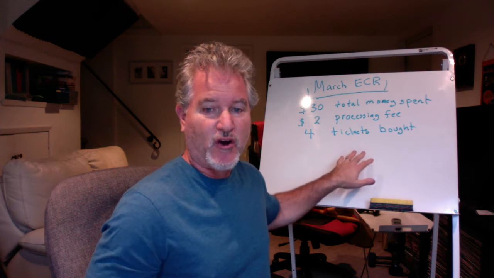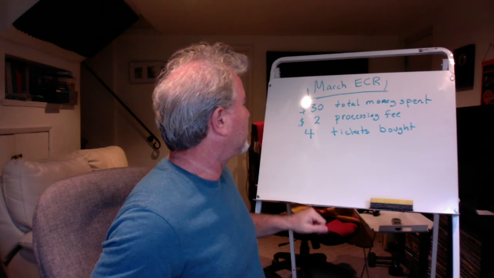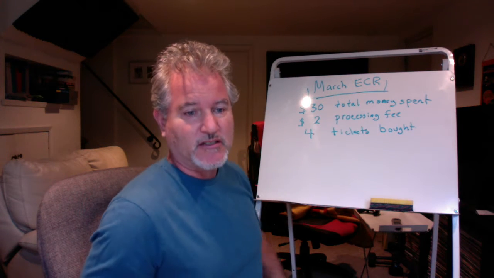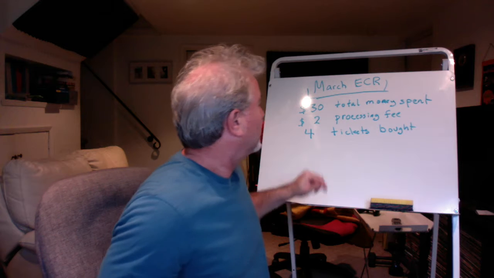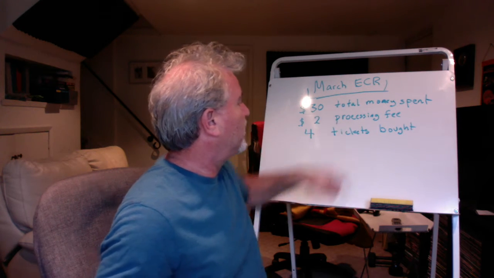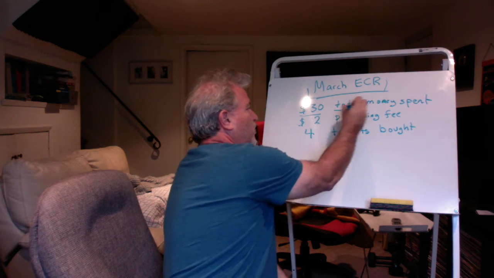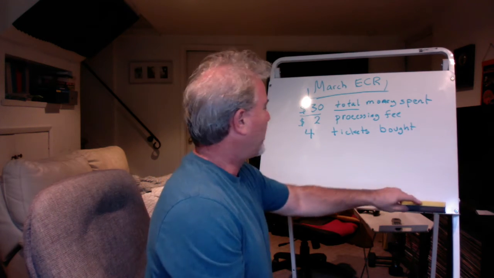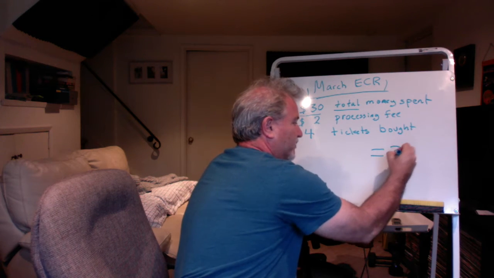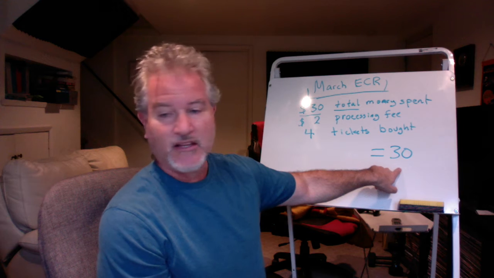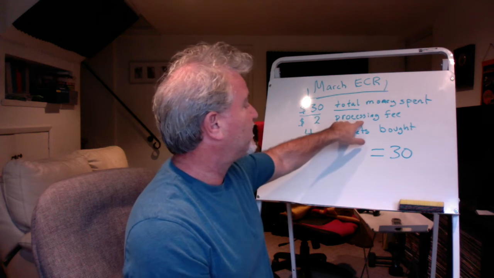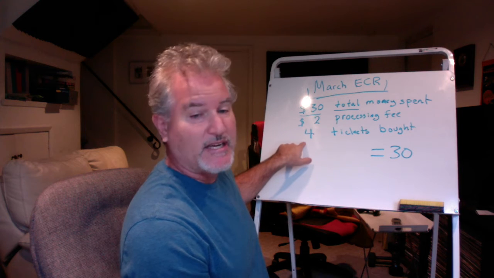So on the ECR, there's one question, and I've changed the numbers so as not to give you the answer, but let's say a family goes to a concert and they spend a total of $30. So this is the total money that they spent. When we know what the total is, that's going to be the big number at the end of the equal sign. Okay, there was a $2 processing fee and they bought 4 tickets.